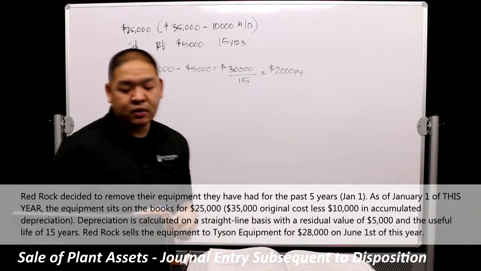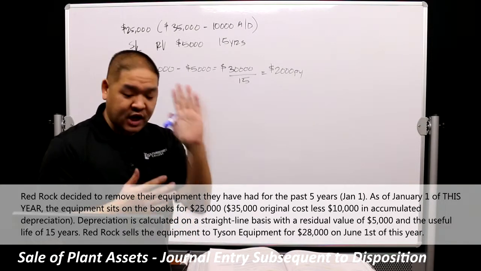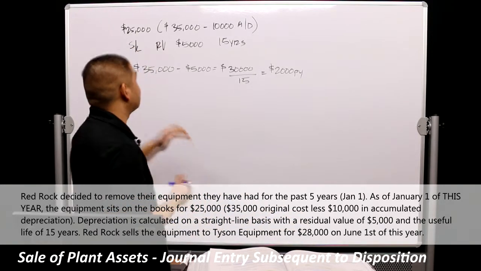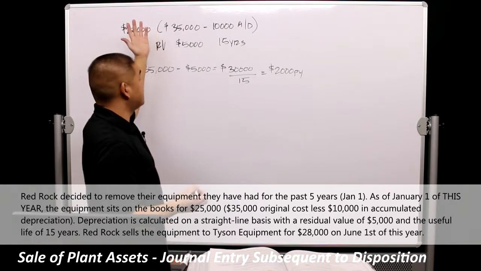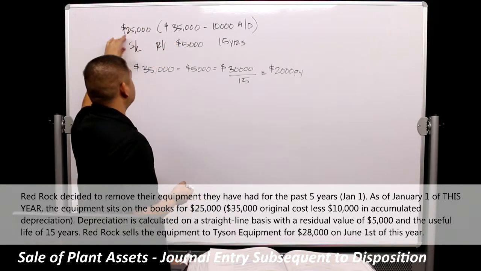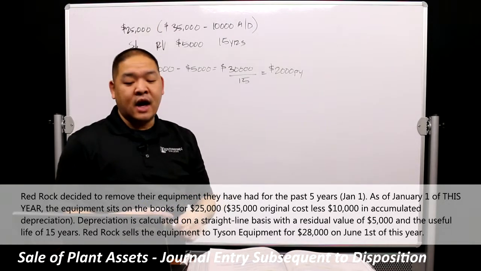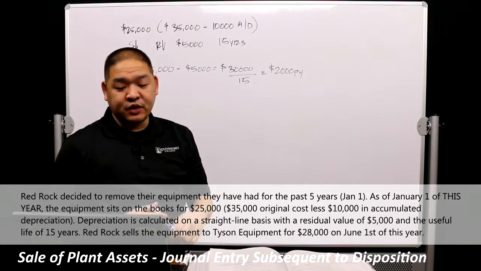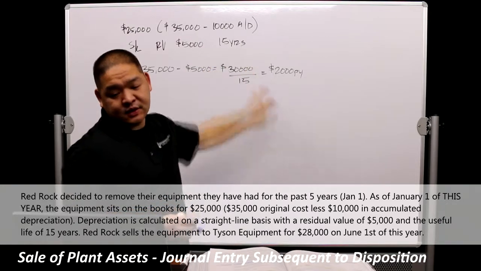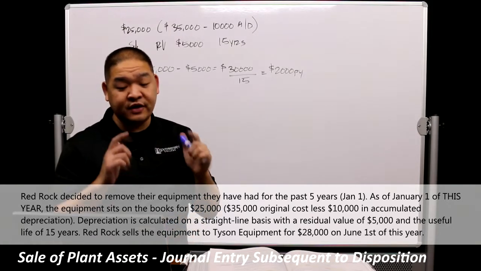Okay, so in this example, Red Rock decided to remove their equipment they have had for the last 5 years as of January 1st. So as of January 1st of this year, the accumulated depreciation sits at $10,000. So they've taken 5 years of depreciation, $10,000, subtracted from 35, which was the historical cost, to get us $25,000 in book value. Depreciation is calculated on a straight line basis, residual value of $5,000 over 15 years. So Red Rock sells the equipment to Tyson Equipment for $28,000 on June 1st of this year.